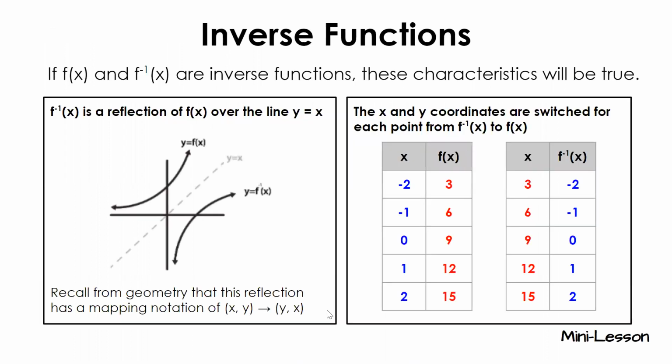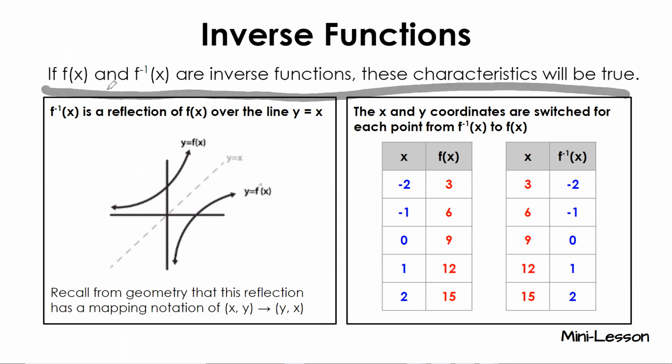Okay, so what you're also writing on your paper is this little sentence right here. So f of x and f to the negative first, we read this as the inverse of f of x, or inverse functions. So these characteristics will be true. The inverse function and f of x will reflect over the line y equals x. And then the x and y coordinates are going to be switched. Just like we talked about, the tables are going to be opposite of each other.